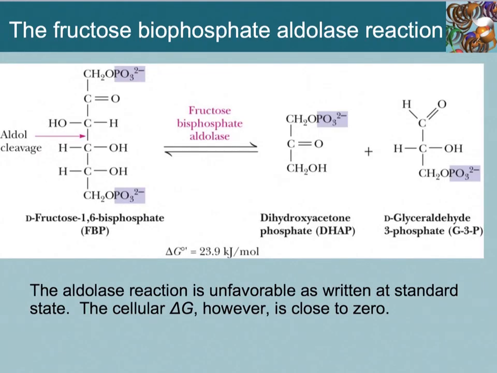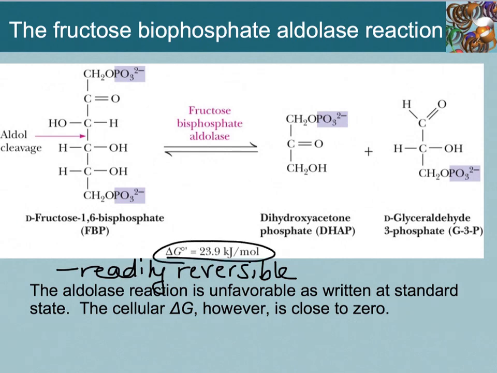Okay, this is showing you the overall reaction. This reaction is readily reversible. And the enzyme derives its name from the nature of the reverse reaction, which would be an aldol condensation. So the reverse reaction is formation of an aldol. And here the forward reaction is cleavage of the aldol. Even though delta G standard here is positive, the cellular delta G is very close to 0.